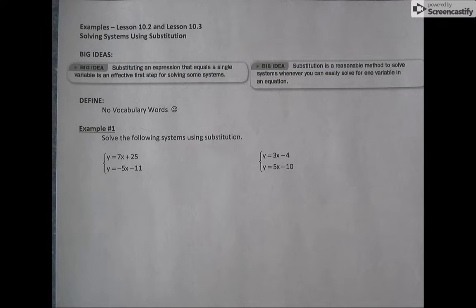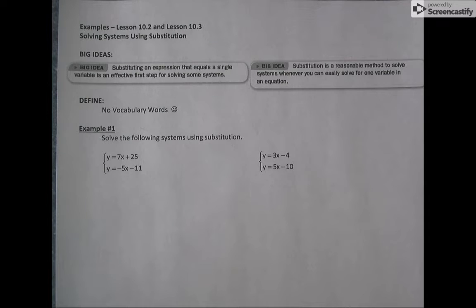All right, we're jumping into lesson 10.2 and 10.3. We're going to cover it all at once because they all deal with solving systems using substitution. So in our very last lesson, we solved these systems using graphs. If you put them on the graph, the one point where they cross would be the one solution. If they don't cross at all, then there's no solution. Or if they are actually the same line, then there's an infinite number of solutions.